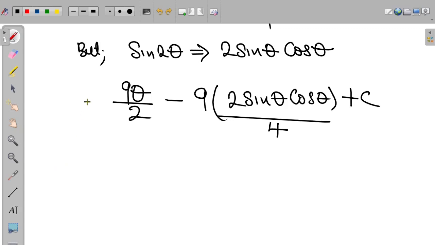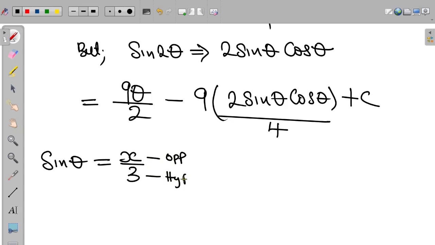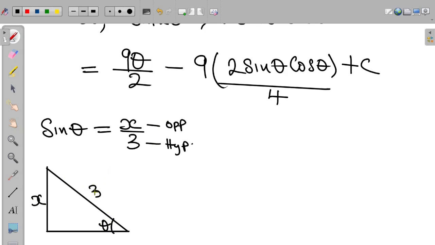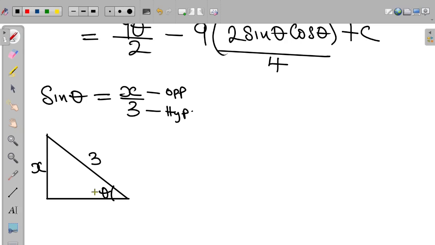Now, if you remember, we established that sine theta is equal to x divided by 3, where x is the opposite and 3 is the hypotenuse. Now, if we represent this in a right angle triangle, here becomes our theta, and here is the opposite side x, and 3 is the hypotenuse side. At this point, we can obtain cos theta. So, to obtain cos theta, we use the Pythagoras theorem.